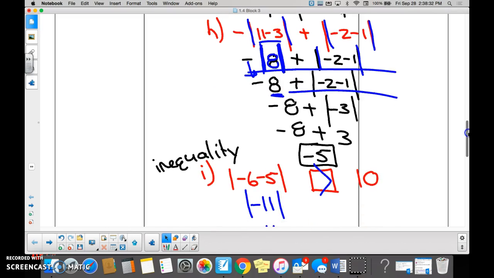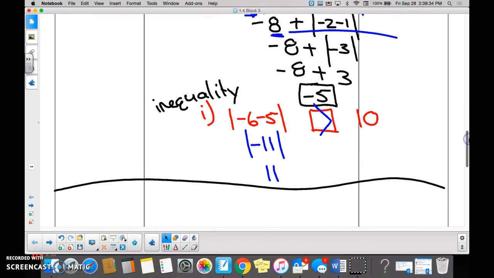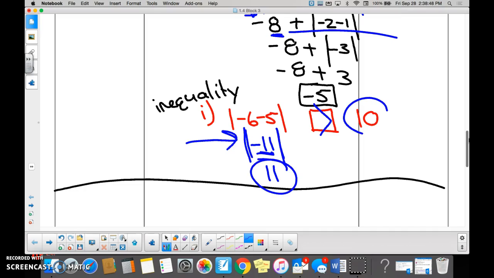And then the last one we did is the inequality here. I think Manuel did this one for us. He solved the equation. -6 minus 5 is -11 because he used a number line, right? We still needed to solve for the absolute value of -11, which Manuel said was 11. And is 11 bigger than or smaller than 10? Bigger. My big thing is absolute value is just like what? Parentheses.